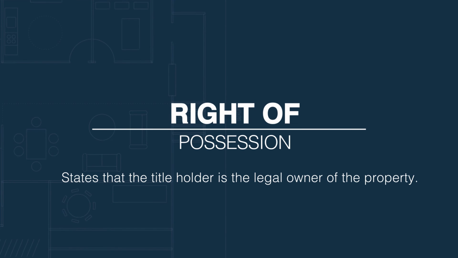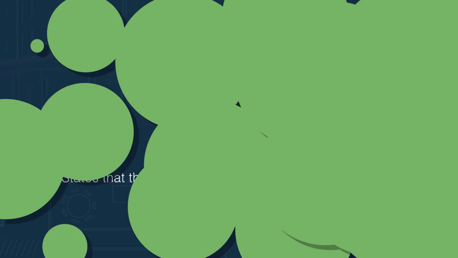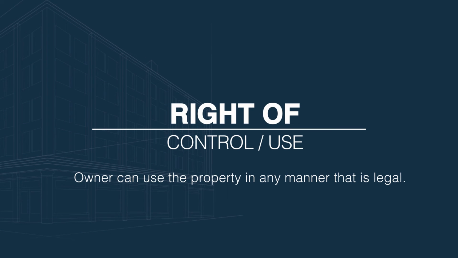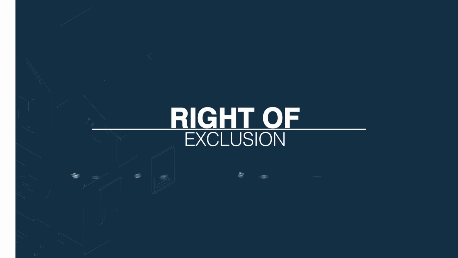Right of possession. The right of possession simply states that the title holder is the legal owner of the property. Right of control/use. The right of control means the owner can use the property in any manner that is legal. Note that when there is a homeowners association, the association can place additional restrictions on uses like patio decoration or pet ownership.